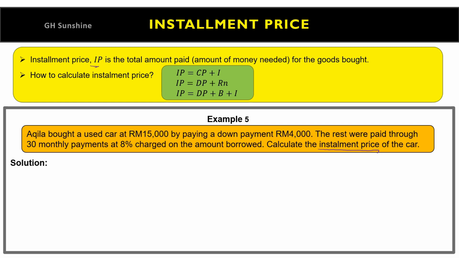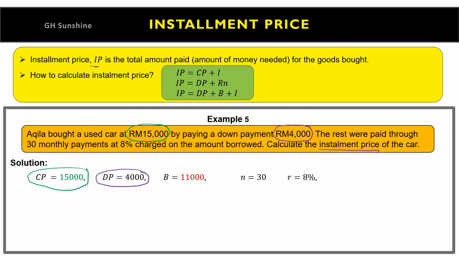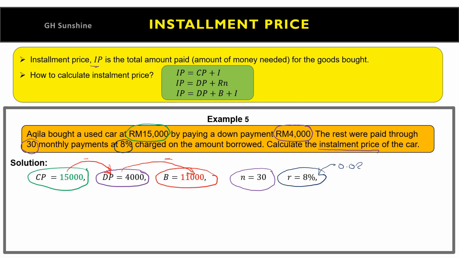So first, as usual, list all the information given. Cash price equals 15,000. Next information here is the down payment. So DP here equals 4,000. The difference between cash price and down payment gives us the balance. So balance equals 11,000. Next information here is 30 monthly payments. So here N equals 30. And the last information here is 8%. So 8% means that the interest rate equals 8%. You may convert to decimal, 0.08.